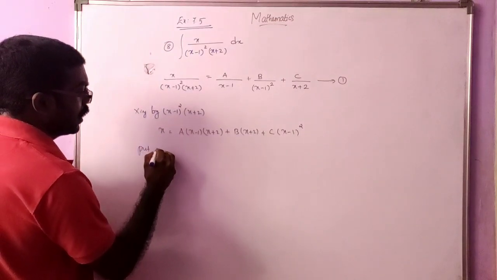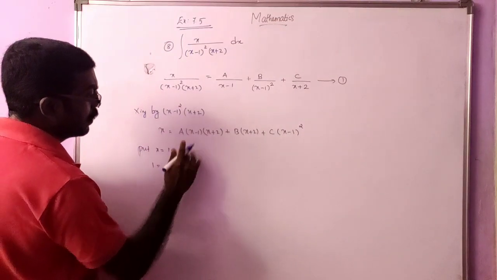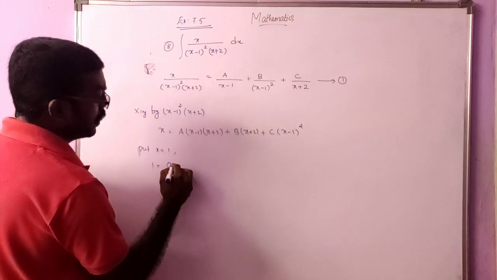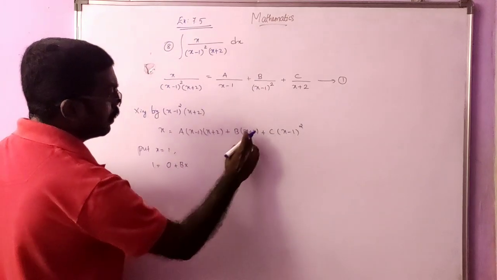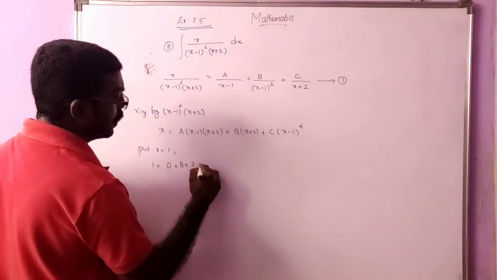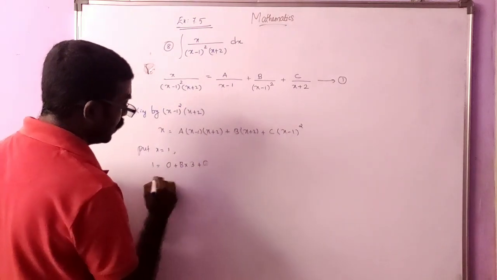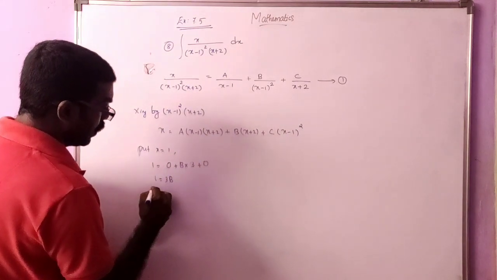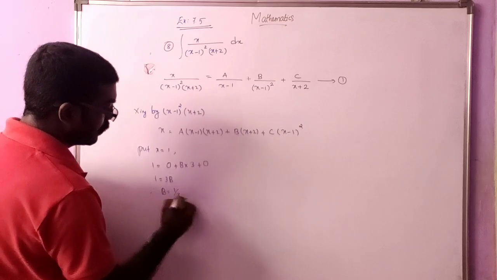Now we can put x equal to 1. So 1 is equal to here 0, 0. Then plus b into (1 plus 2), 3. Then plus here 0. So 1 equal to 3b, therefore b equal to 1 by 3.